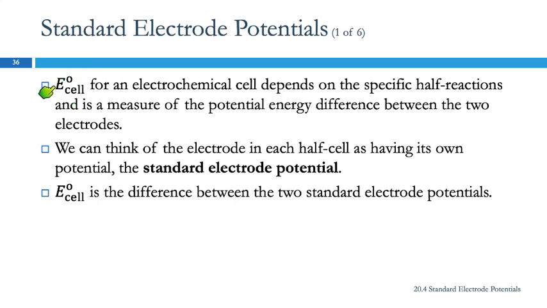So the standard electrode potential depends on the two half reactions that are in the cell, and it measures the difference in potential energy between the two electrodes. So we can think of each electrode as having its own potential, the standard electrode potential. And then the standard cell potential is the difference between the standard electrode potentials. That makes sense? Maybe?